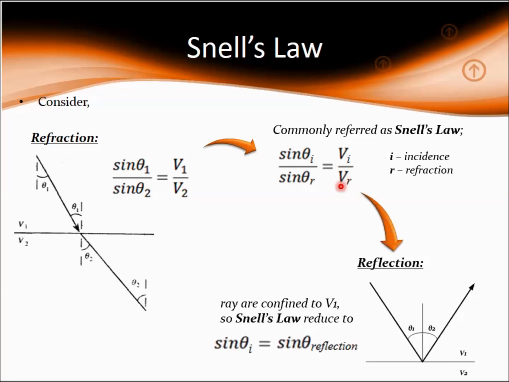Here we move to the reflection. Since there is nothing to do with V2, we cancel the V2 over here, while V1 is identical for both sides, for the incidence angle and the reflected angle. So we have this kind of equation where the incidence angle and the reflection angle are identical, or the same.